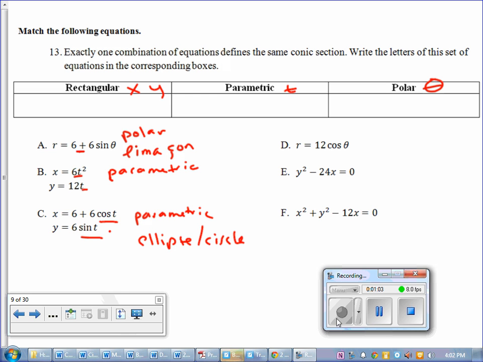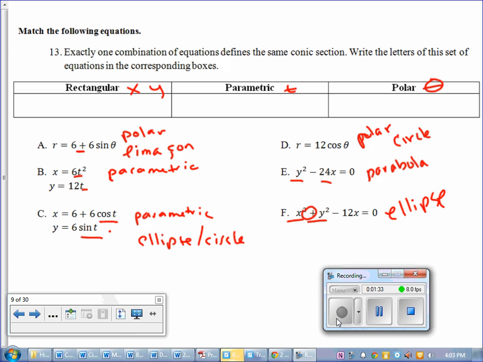D, I have r equals 12 cosine theta. I remember that this is the equation for a circle, and it's a polar equation. E, because I see y squared and x, when you have one variable that's squared and one variable that's not, that's a parabola. And then in F, I see x squared and a y squared, and they're being added. So this is some sort of ellipse.